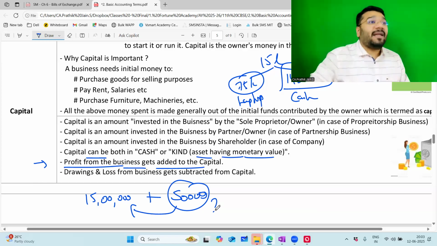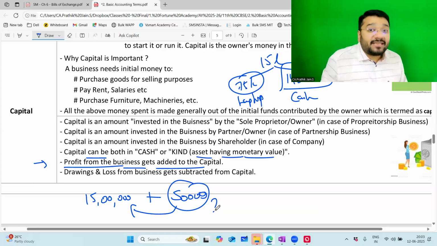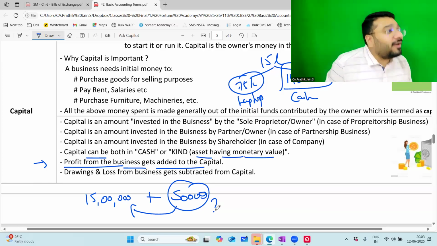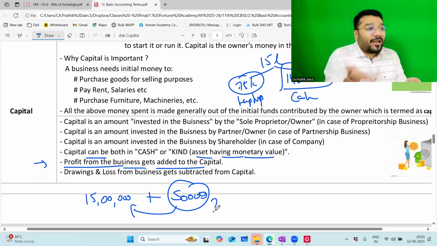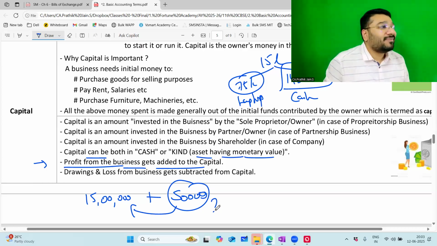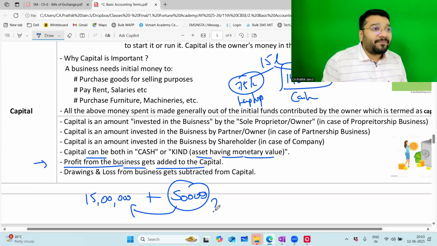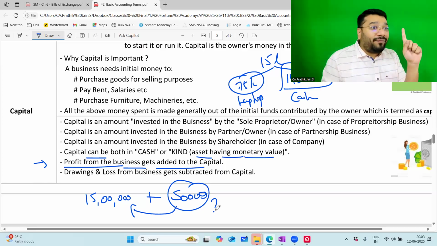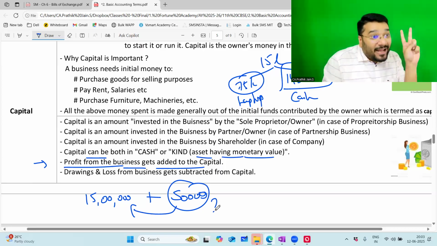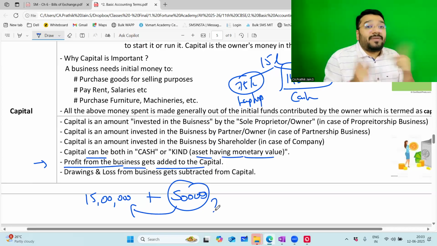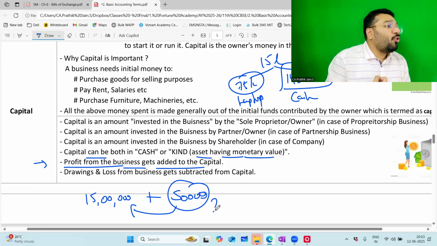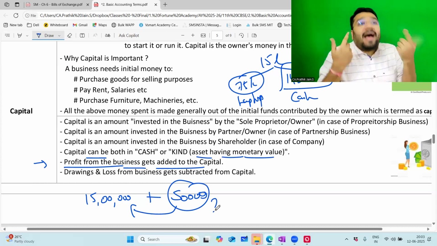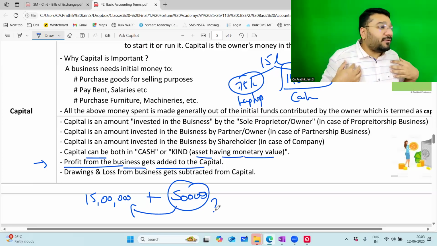So ultimately, this money which is there in the business has to be paid to whom? The owner. So where should I add this? Along with capital, I'll add it. So the business is getting closed in future. How much money does the business have to pay? 15 lakh of original capital plus 5 lakh of profit. 20 lakh rupees in total the business has to pay to the owner. So profit should be added to capital is what I am saying.